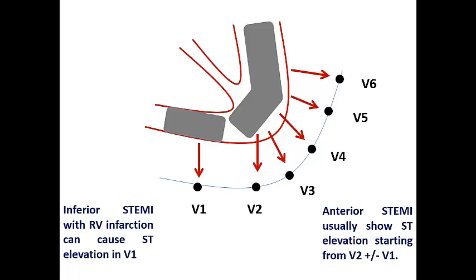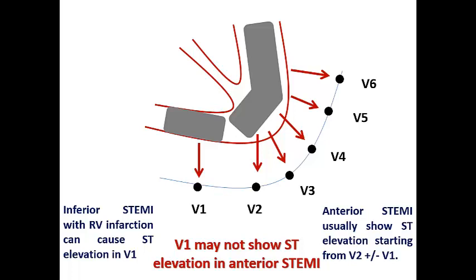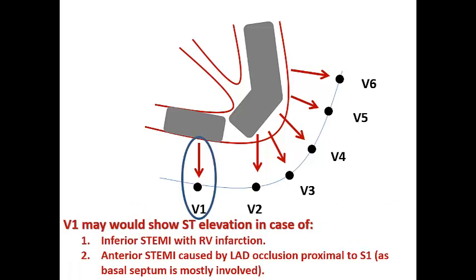So V1 may be involved in anterior STEMI and may not be involved in anterior STEMI. This explains why V1 may not show ST elevation in some cases of anterior STEMI, due to the double perfusion and its anatomical location in the right fourth intercostal space. So V1 can show ST elevation in case of inferior STEMI with RV infarction, and in patients with anterior STEMI when the LAD occlusion occurs proximal to the first septal perforator and the conal branch is rudimentary. In this case the ST elevation can start from V1, as here the basal septum is mostly involved. So mostly ST elevation in V1 would occur in very proximal or near ostial LAD occlusion.